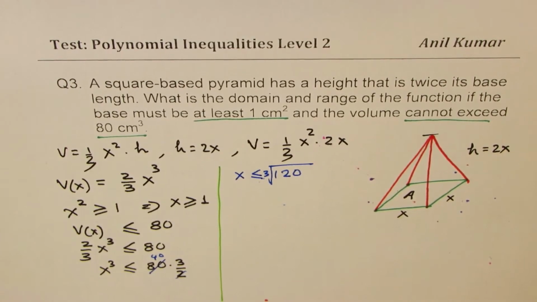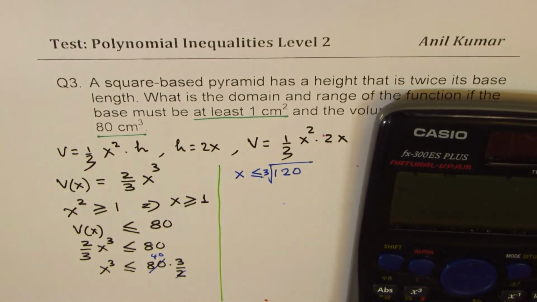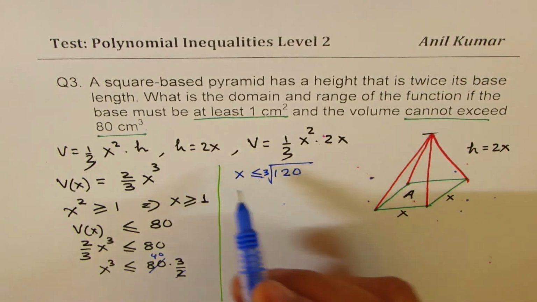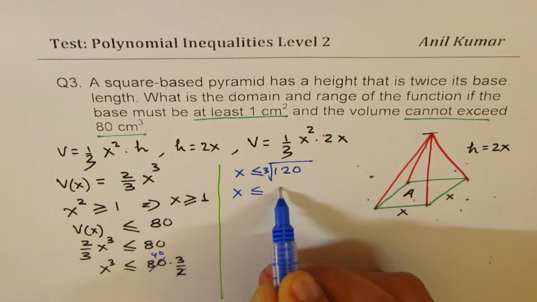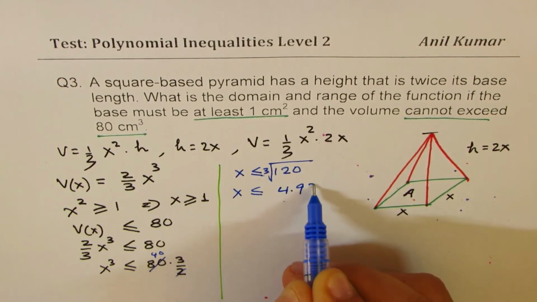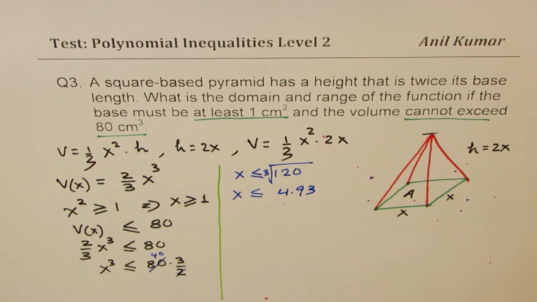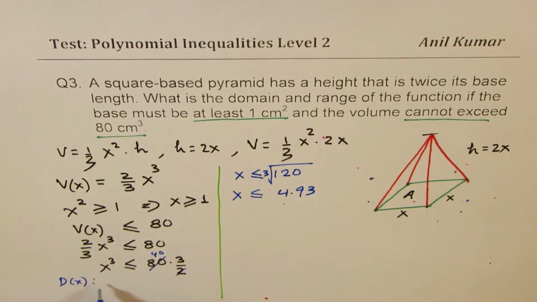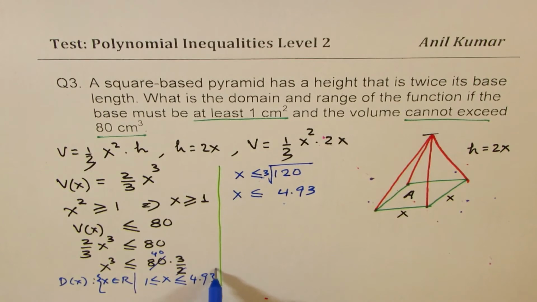So let's find the cube root of 120 and write down our answer. So we get the maximum value for x. The cube root of 120 equals 4.93. So x is less than or equal to 4.93 approximately. Does that make sense to you? That gives you the domain. So we can write the domain of the function is x belongs to real numbers, where x is greater than or equal to 1 and less than or equal to 4.93.